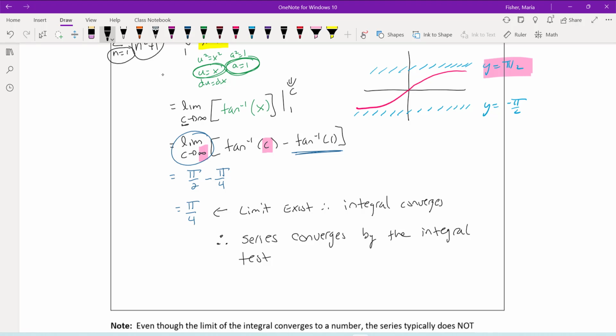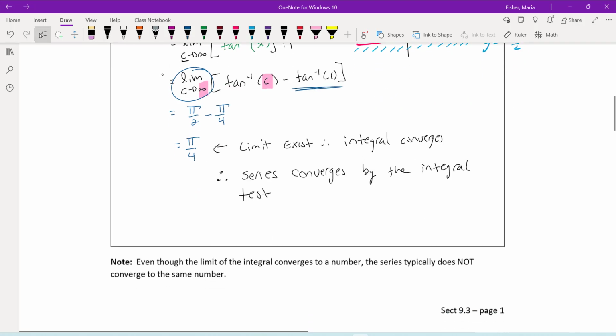First, we had to confirm that the integral test could be applied by showing that this is continuous, positive, and decreasing for x's greater than or equal to 1. Then, we made our infinite series into an improper integral, evaluated the improper integral, and determined that that improper integral converged. Since the integral converged, the series does the same thing. The series converged by the integral test.